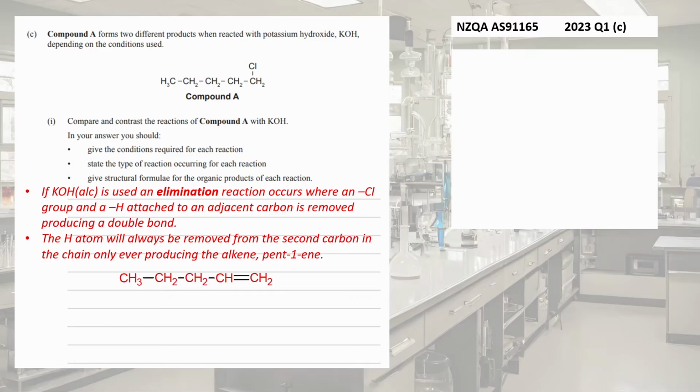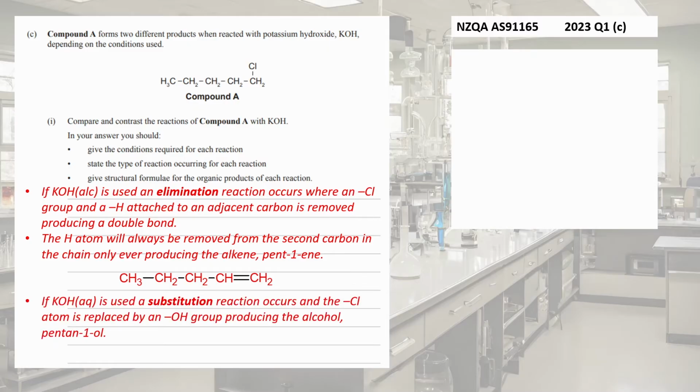Remember, I could have drawn that out as fully expanded, or I can draw it condensed in this form. The KOH aqueous, if I add that reagent to this, it's going to substitute the chlorine here with a hydroxy group or an OH group, producing the alcohol pent-1-ol, and then I'm going to draw the alcohol that it would produce. And this here is our full answer.